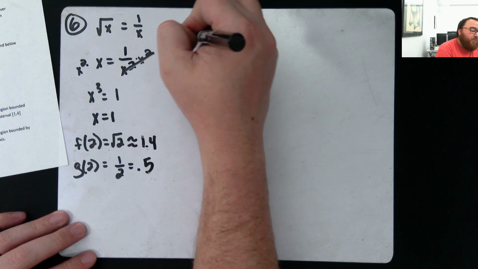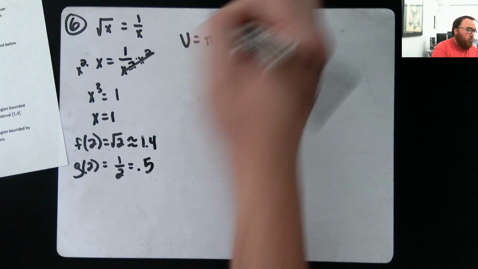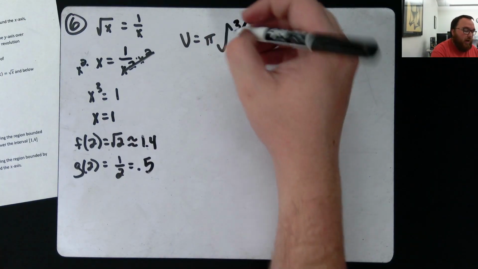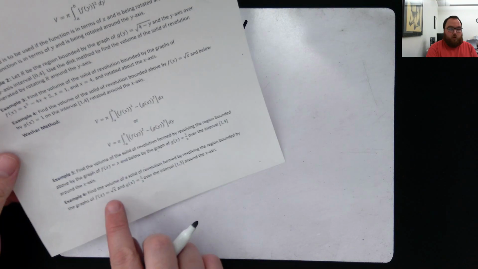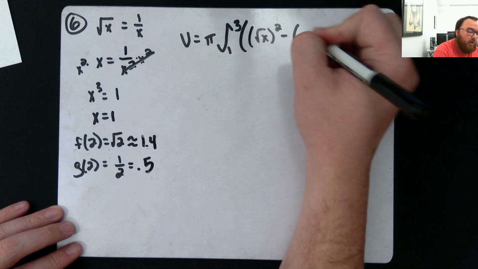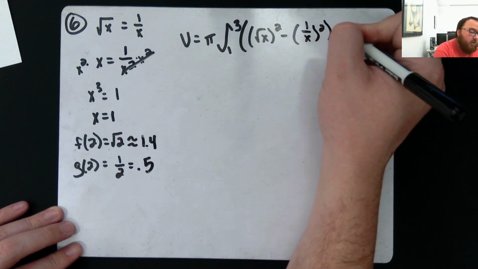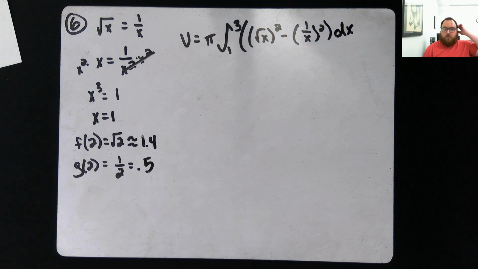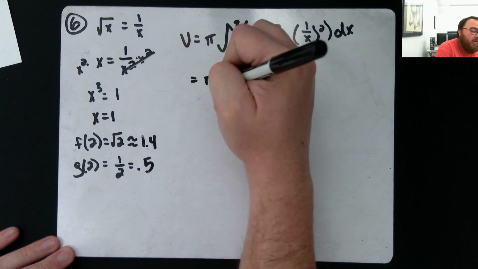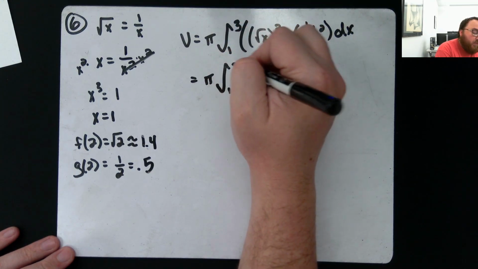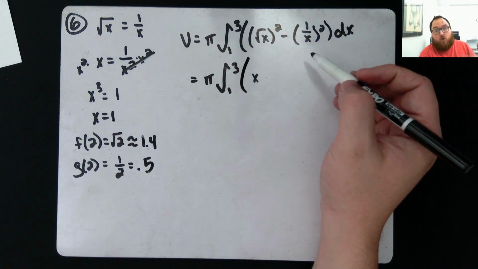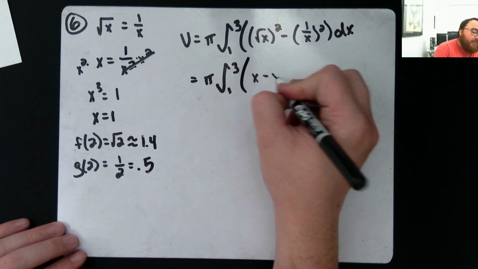So when I do the volume, it's going to be pi integral. The region is from 1 to 3. My top graph, as I just said, is the f of x, which is square root of x. So square root of x squared minus the bottom graph, which is 1 over x squared, dx. Luckily this is a lot like one we have already done. So this is just pi integral 1 to 3. Square root of x squared is just x. 1 over x squared I can write as x to the negative 2.